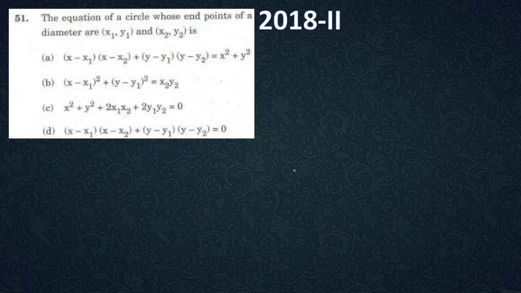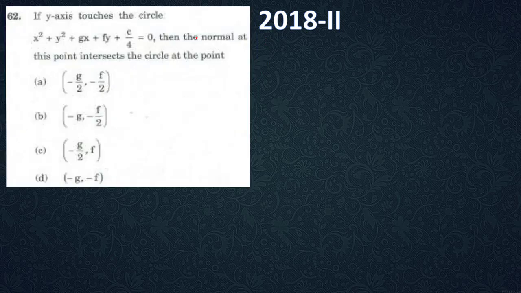Okay, next one, 2018 second part. The equation of a circle whose end points of a diameter are (x1, y1) and (x2, y2) is... Oh, they have directly asked the formula. So the answer is: (x minus x1)(x minus x2) plus (y minus y1)(y minus y2) equals 0. See the importance of our video lectures. We directly covered this in one of my previous videos, and it was reflected in the previous year question paper.